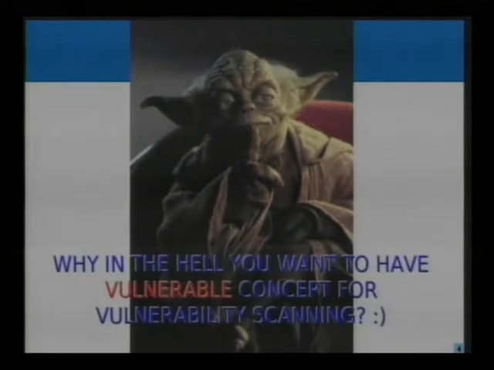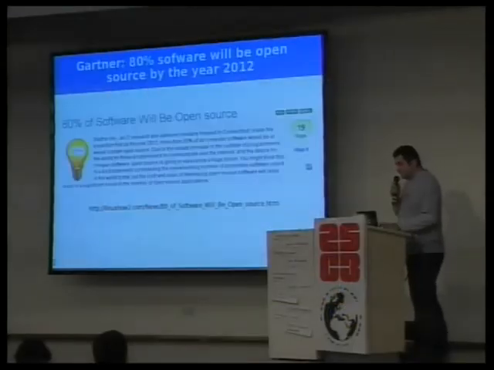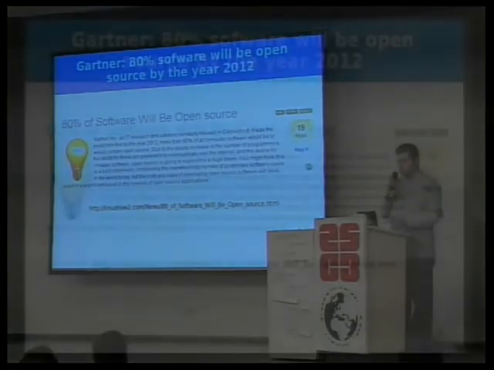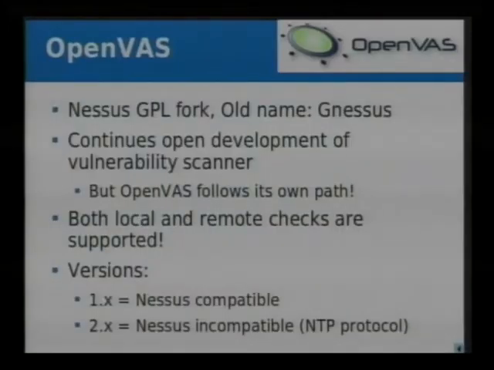Even he asked why you want to do such a thing when everything is going from closed to open source, of course. Even Gartner said that in 2012, 80% of code will be open source. So we actually, as users, don't have too much choice. That's their choice. But we can choose whether we will use that later or not. So this is how OpenVAS came to be.